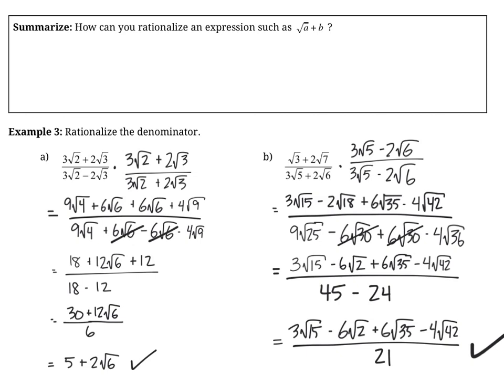So here are the solutions to both of these questions. The first one has a nice answer where the 6 goes into both terms in the numerator. But in the second one, B, you see the answer is quite ugly, but it is rationalized. So that is the case.